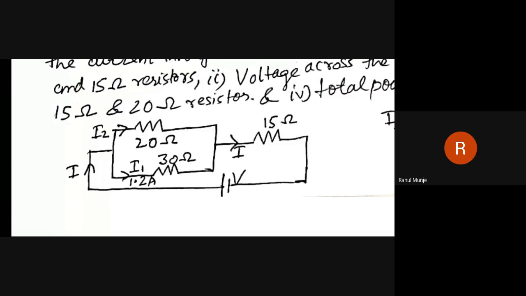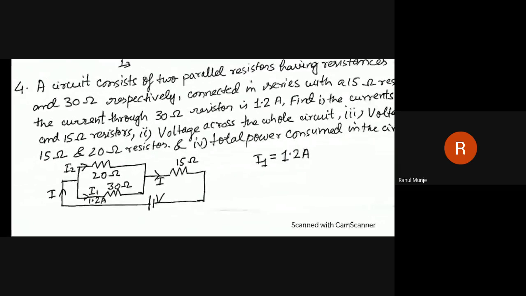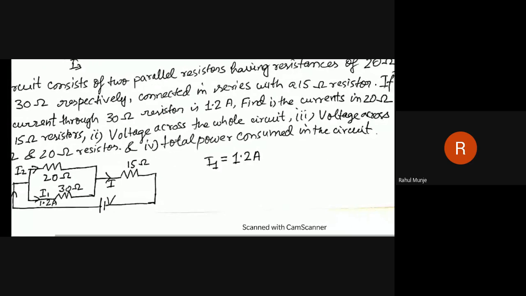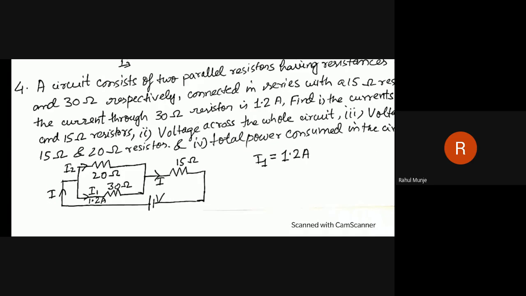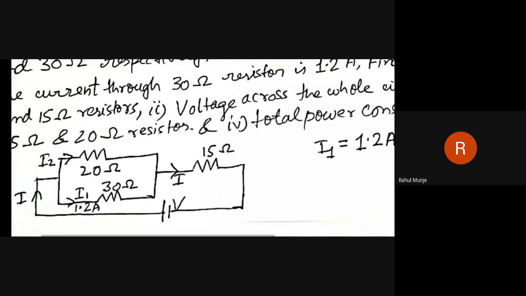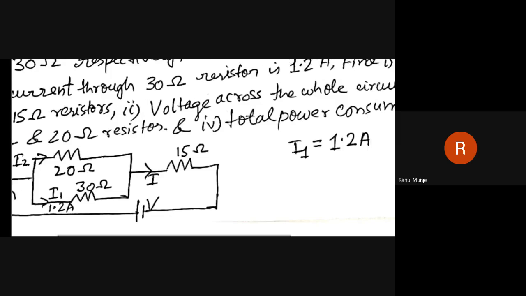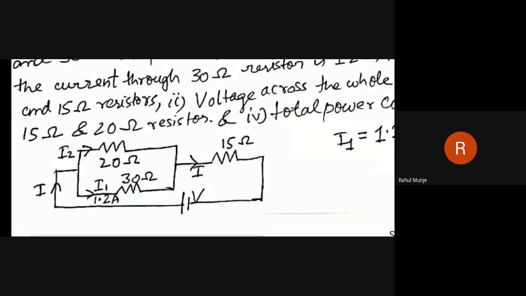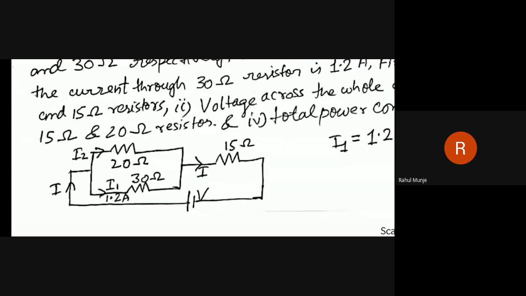What are the things asked here? I'm just telling in short. They have said find the currents in 20 ohm and 15 ohm. 20 ohm resistor and 15 ohm resistor, what the current is flowing through it. Okay, that they have asked, number one question. Number two question is voltage across the whole circuit, entire circuit, the voltage means V. What is the battery voltage V? That they have asked.